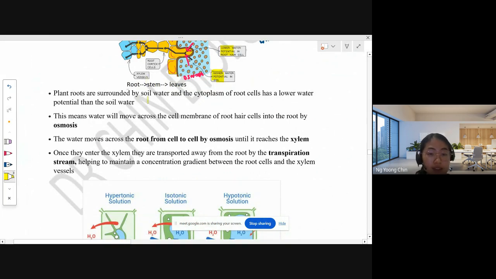Okay. The soil water and the root hair cell: the root hair cell has a lower water potential than the soil water. So the water is able to diffuse across the membrane of the root hair cell into the roots by osmosis. The water will move across the roots from cell to cell by osmosis until it reaches the xylem. Once it reaches the xylem, it will be transported away from the roots by the transpirational stream, to help maintain the gradients.